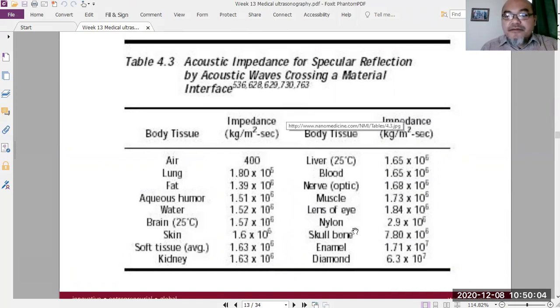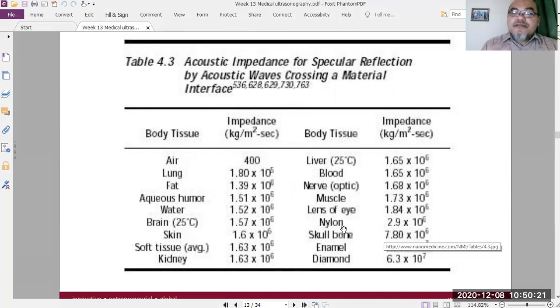Maybe similar to bone. Now here, the skull bone. The value of the impedance is 7.86 million kilogram per square meter per second. So it has higher acoustical impedance, much higher compared to air, because the efficiency of the signal is very high in bone. It can travel very fast compared to, for example, blood.